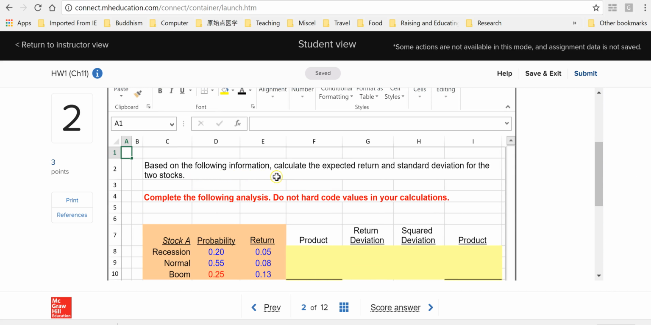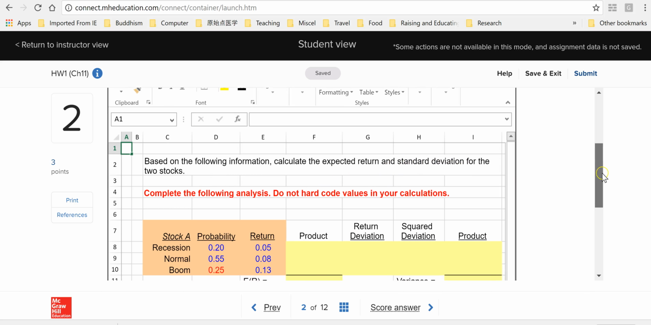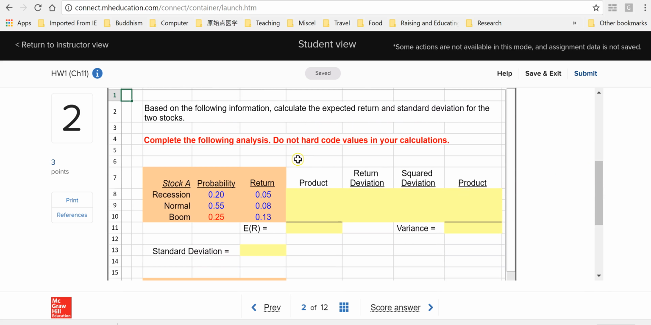Based on the following information, calculate the expected return and standard deviation for the two stocks. Complete the following analysis. Do not hard code values in your calculations. Basically, this sentence has the same meaning as the instruction, which means you have to put formulas rather than the numbers in these cells.